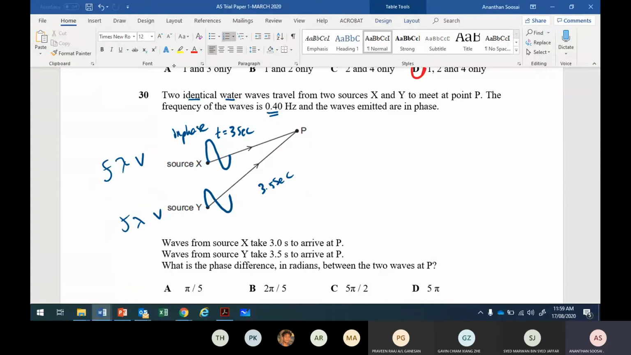The frequency is 0.4 hertz. So what is the period? Period is 1 over 0.4. So how much do you get? 10 divided by 4 is 2.5 seconds. So this is the period. The first wave took 3 seconds to reach the point P. How many wavelengths from X to P will that be?